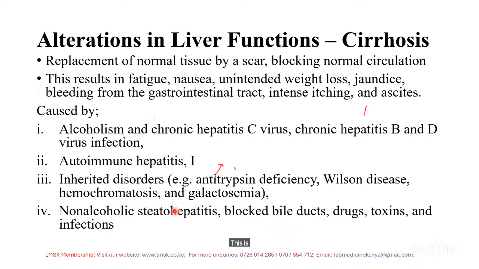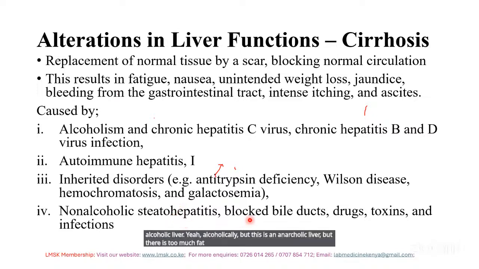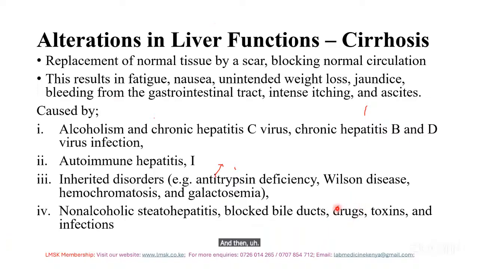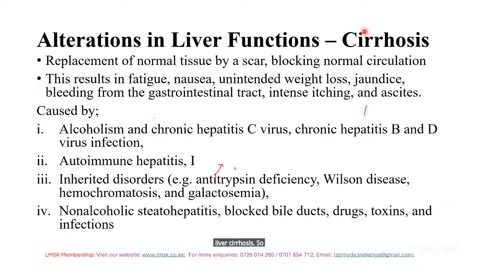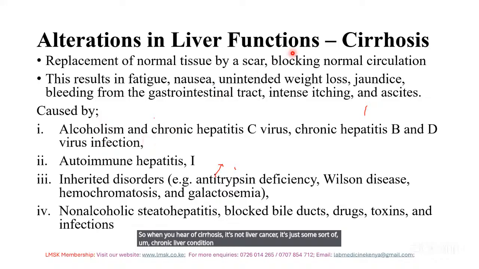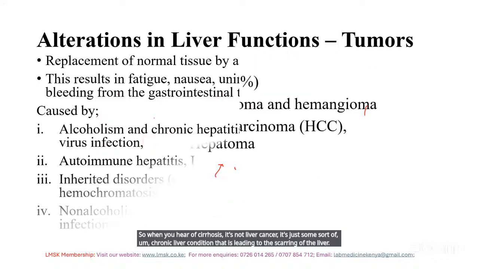This is too much fat in people who do not have an alcoholic liver. It is a non-alcoholic liver, but there is too much fat deposit, which leads to blockage of the bile ducts. And then also drugs are involved, toxins and infections in people with non-alcoholic liver cirrhosis. So it could be due to all those conditions here. When you hear of cirrhosis, it's not liver cancer, it's just some sort of chronic liver condition that is leading to the scarring of the liver tissue.